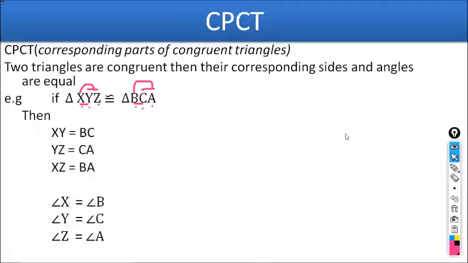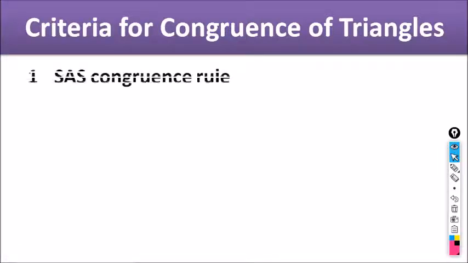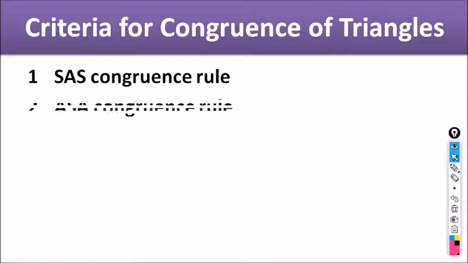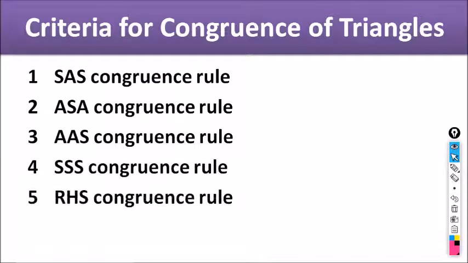Now let us discuss some conditions for congruency of a triangle. We have certain criteria for congruency of a triangle. The first is the side angle side congruent rule, then the ASA congruent rule, angle angle side, SSS, and RHS congruent rules. These are the 5 conditions that will be useful for proving triangles congruent. Every time we are not going to check all the corresponding sides equal or corresponding angles equal, so we have to work with these conditions.